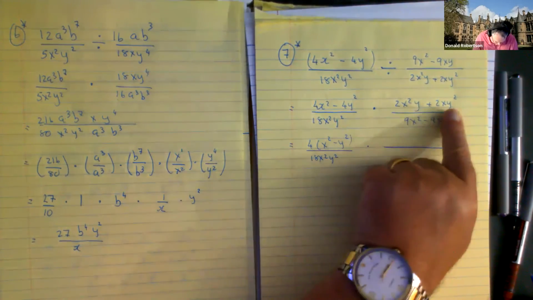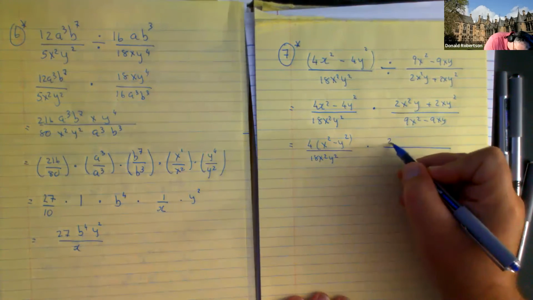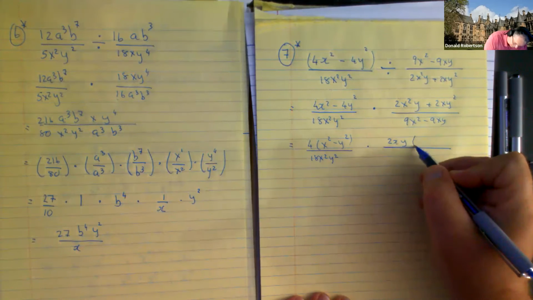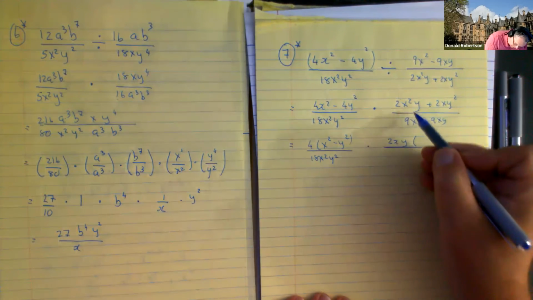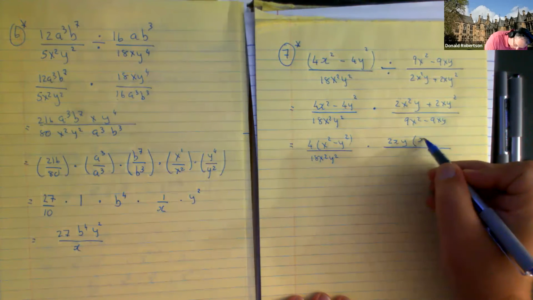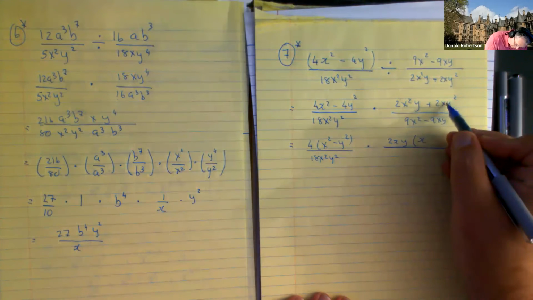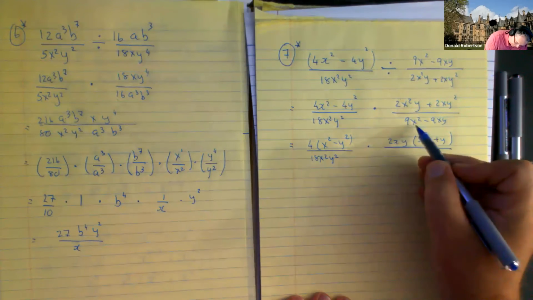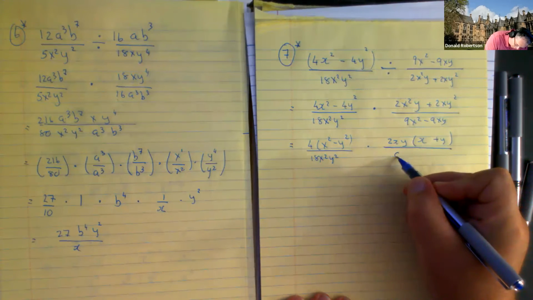Now if you look at this expression, there's a 2, there's an x, and there's a y. So there's a common factor of 2xy. 2 used up, one of these used up, that used up. So there's an x. 2 used up, x used up, one of the y's. So there's a y.